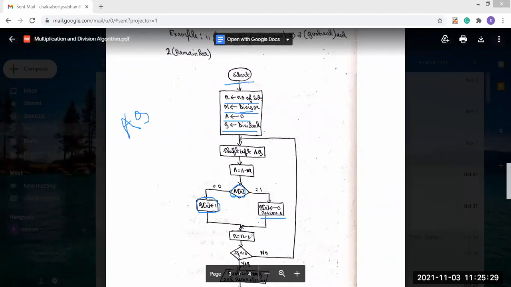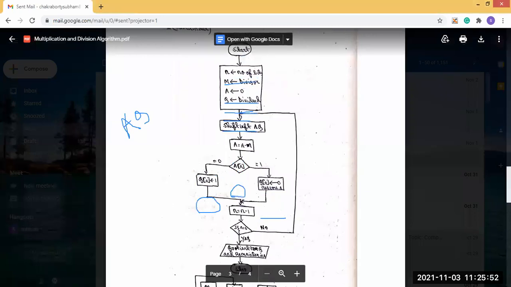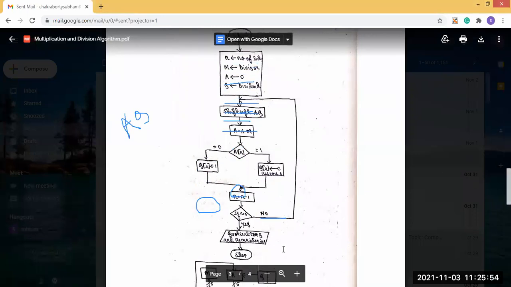After this, n is equal to n minus 1. Now check whether the n value is 0 or not. If the n value is not 0, then these operations are performed again. And if the n value is 0, then the quotient is in Q and the remainder is in A.